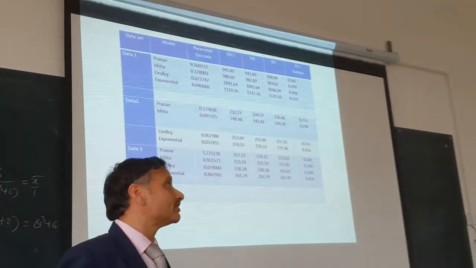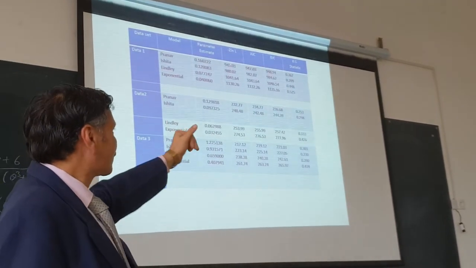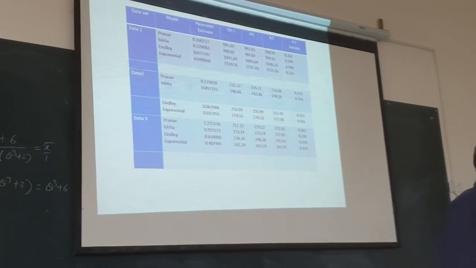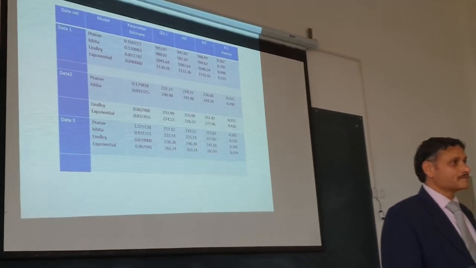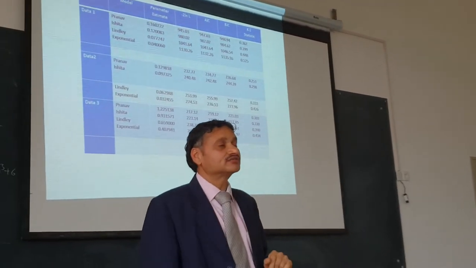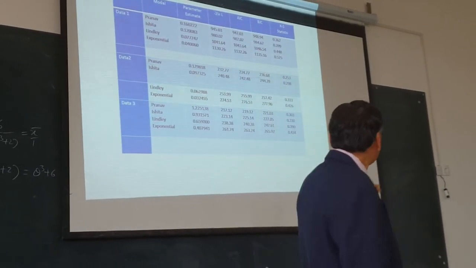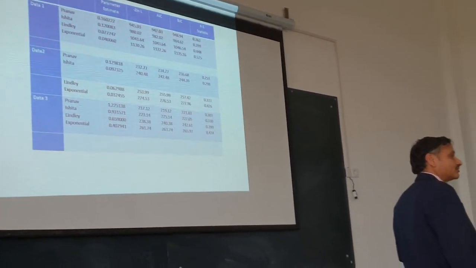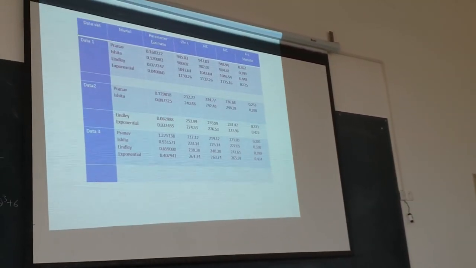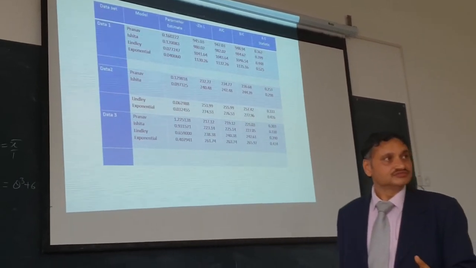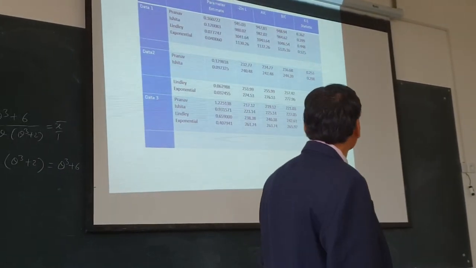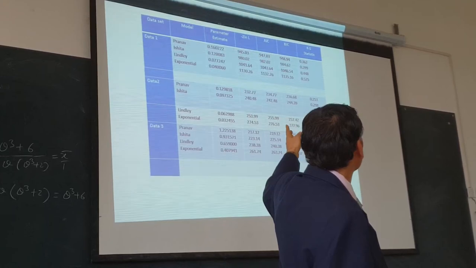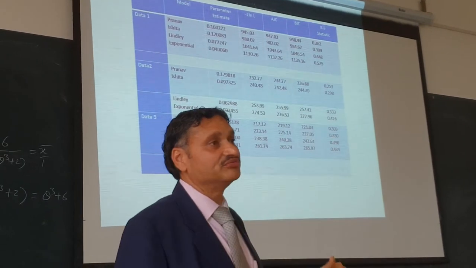I hope you have studied goodness of fit, the KS test, or the Kolmogorov-Smirnov test. KS is specific for goodness of fit. And as far as I read, there are AIC and BIC. AIC is the Akaike information criterion, BIC is the Bayesian information criterion. So how do you check which distribution is better than another on the basis of maximum likelihood? You have to calculate AIC and BIC.